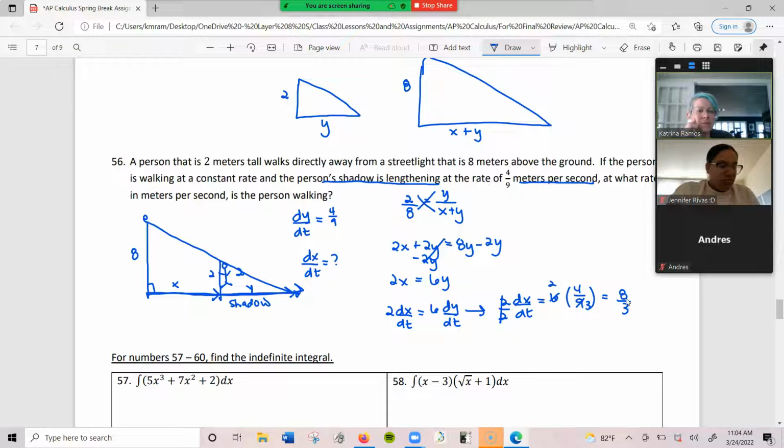So then dx/dt is going to equal 8 over 6, which these can be simplified here by 2. So this would be 4 over 3. And then our units, which would be meters per second.